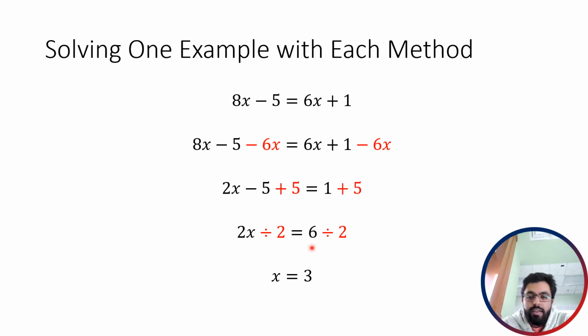So we divide by 2 on the left side. We divide by 2 on the right side, and we're left with x equals 3. So that would be the answer to this question, and then you can check that you've done it right by plugging the 3 in right here and right here.